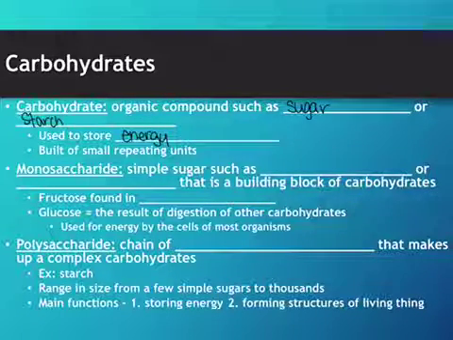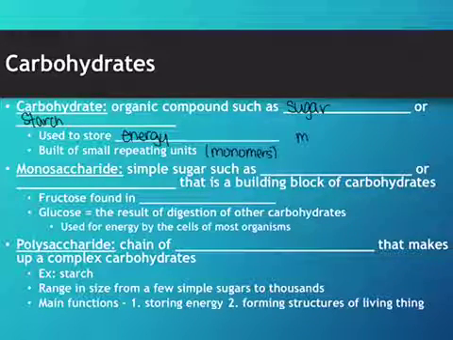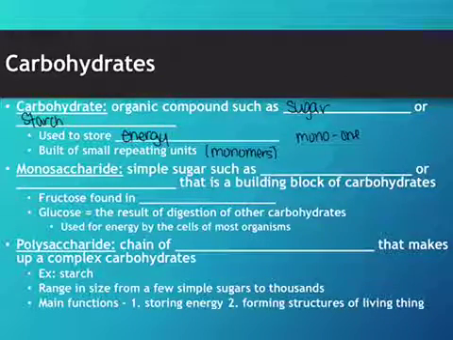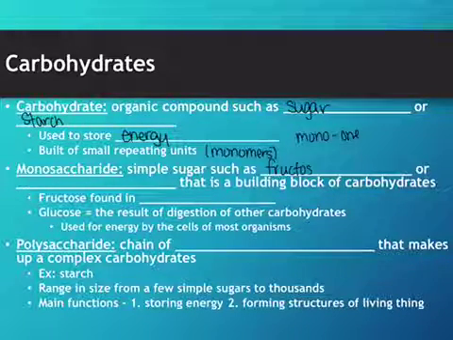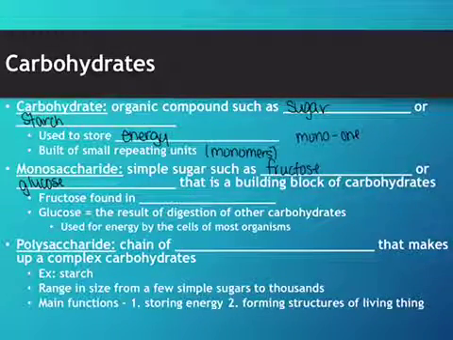And they're built of small repeating units. Remember, we call those the monomers. If you remember, prefix mono means 1, so 1 single unit. So a monosaccharide is a simple sugar such as fructose or glucose that are the building blocks of carbohydrates.